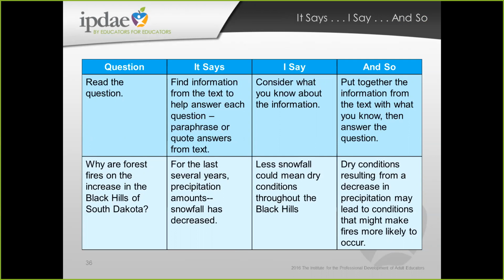This is a great one also for fiction. If we think back to Anne of Green Gables, and it's asking about what she thinks, the student can go into that text and find where Anne is saying that. So it says, pull in their own background knowledge, I say, and then put it together. And so it works for both fiction and nonfiction.